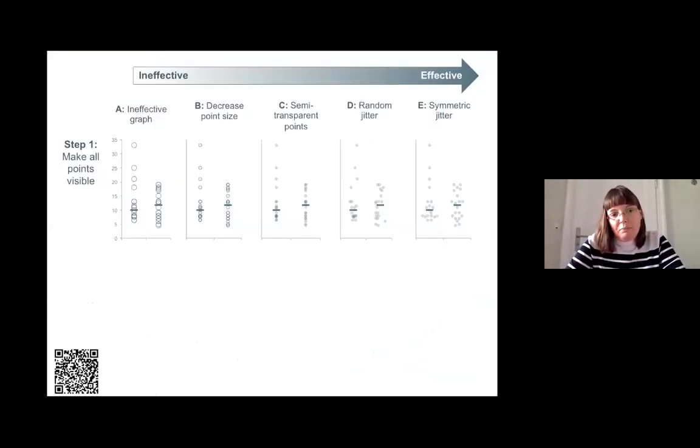Your first step is to make all of your data points visible, and there's a series of strategies that you can go through to do this, but I'm going to highlight the last one because it's the most effective thing, and this is symmetric jittering. So we're going to add a little bit of noise on the x-axis in order to spread out the data points so they're not on top of each other and we can see all of them. And we're going to do that in a symmetric way so that our eye can naturally outline the shape of the data distribution. That's the best way to make sure that all of your points are visible.